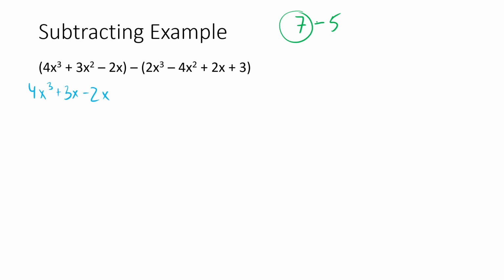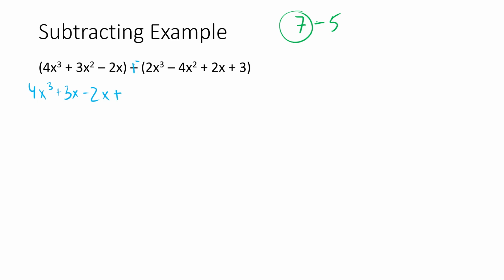Now, here's where it gets more interesting, though. We are subtracting this entire group. This set of parentheses actually is doing something because it tells me what exactly I am subtracting. And so it's telling me, what do I need the opposite of? Well, I need the opposite of everything in here. So we can set this up as an adding problem, and we are going to add the opposite.